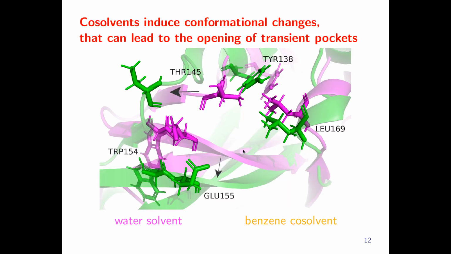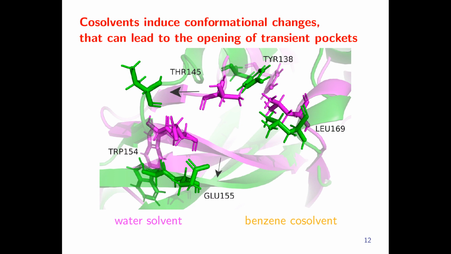So here the structure is visualized around this pocket for a conformation coming from the water solvent and one coming from the benzene cosolvent simulation. It can be seen that by shifting of protein residue 145 to the left and 155 downwards, a much larger cavity is created in the benzene cosolvent structure. This shifting of the residues could very well explain why the pocket is only open in these benzene conformations, and it is also not unreasonable to assume that this shift occurs because of interactions with the benzene cosolvent probes.